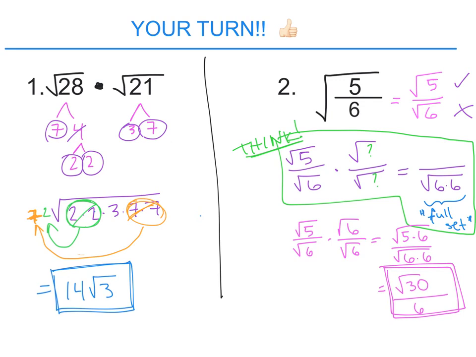So how did you do? Square root of 28 times the square root of 21, you should have gotten 14 root 3. And for the square root of 5/6, you needed to rationalize it. So the top was okay, the bottom was a problem. If you think about it, here's 1 6, how do you get a full set with 2 6s? That leads you to thinking multiply top and bottom by root 6, and you get a final answer of root 30 over 6. Remember, root 30 does not break down.